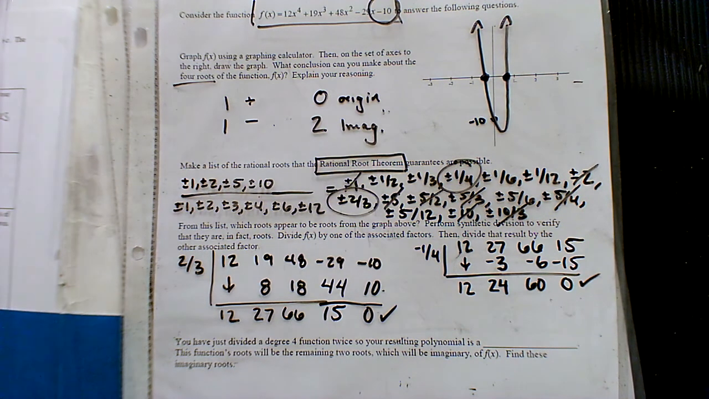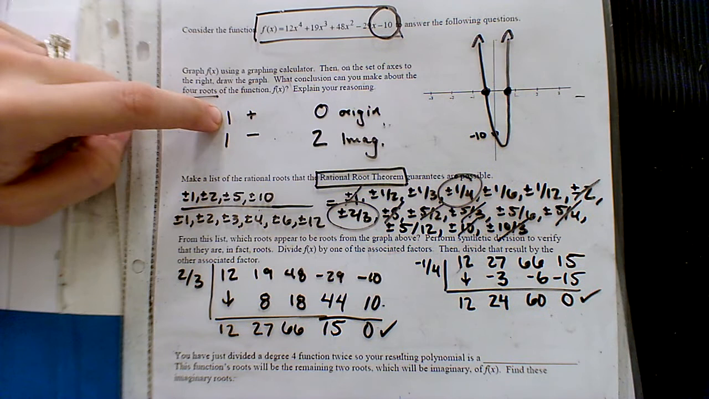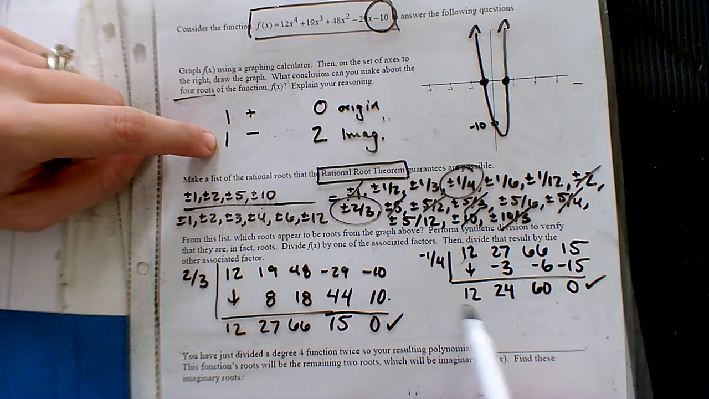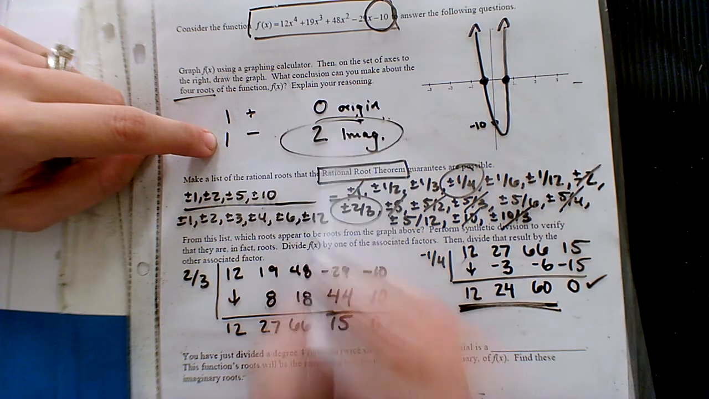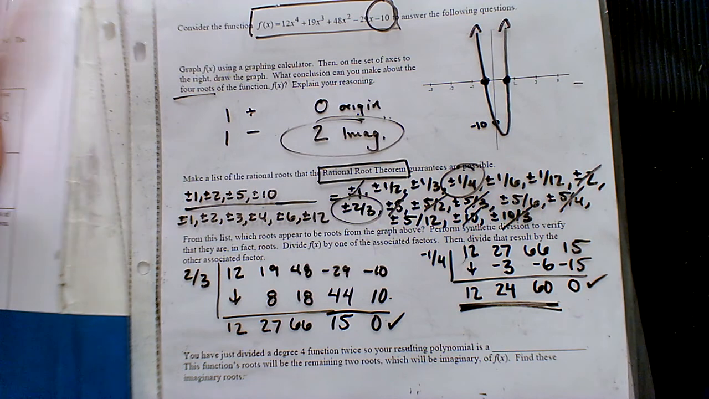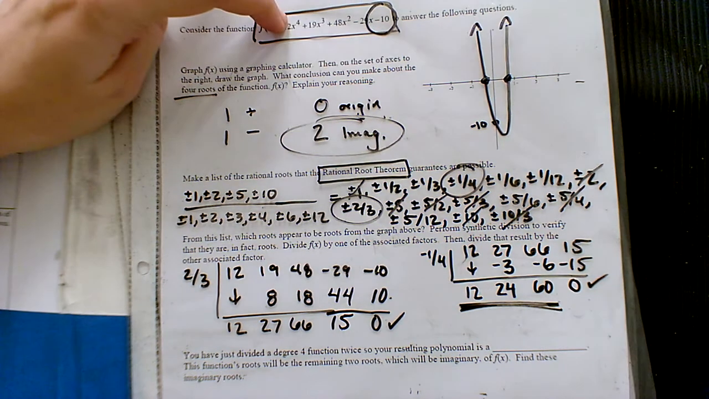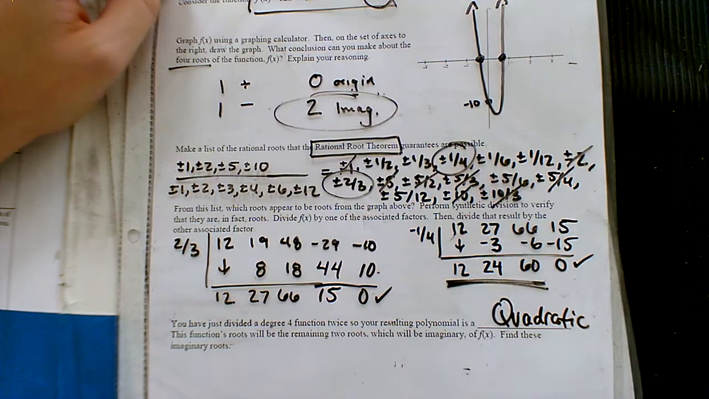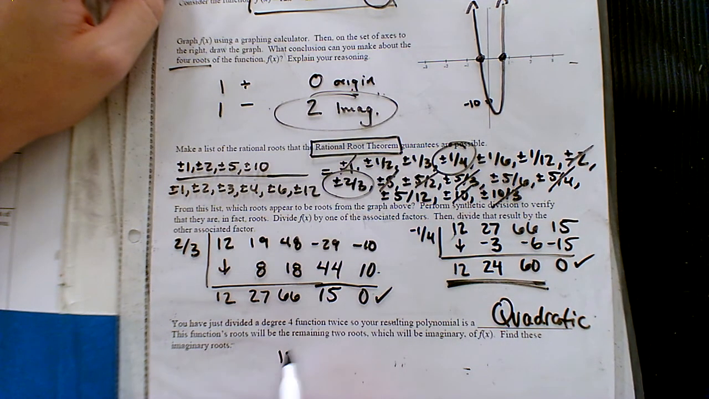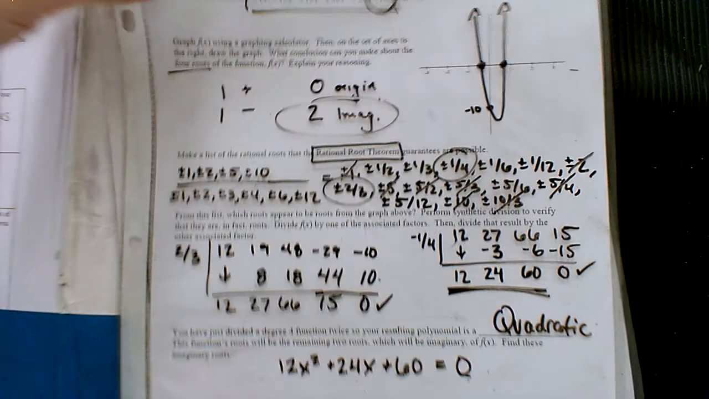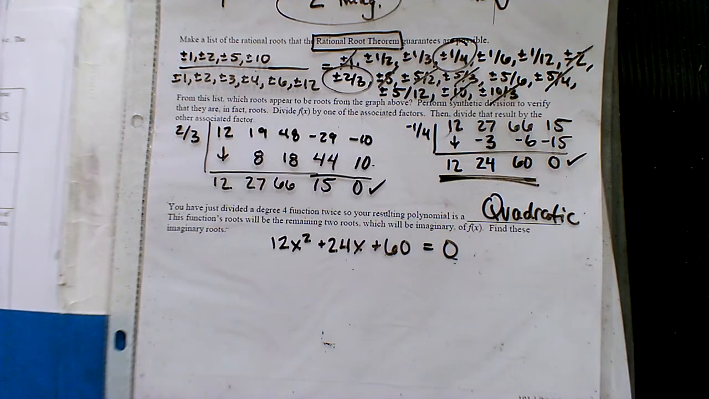All right, so the rational root theorem has just confirmed the positive x-intercept and the negative x-intercept that we saw on the graph. Now we have to take this quotient piece and try to figure out these two imaginary ones that are left. If we started with the quartic and divided twice, we should be left with a quadratic. So let's put the x's back in here. We'll have 12x squared plus 24x plus 60. And somehow we want to solve if that is 0.